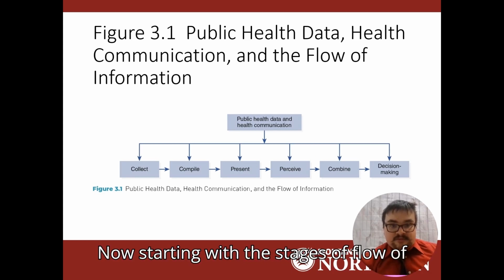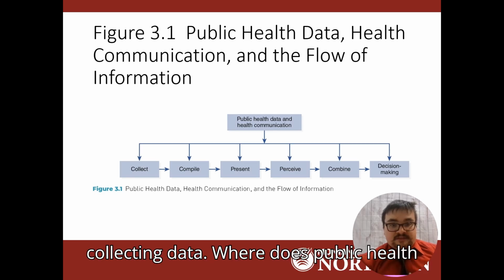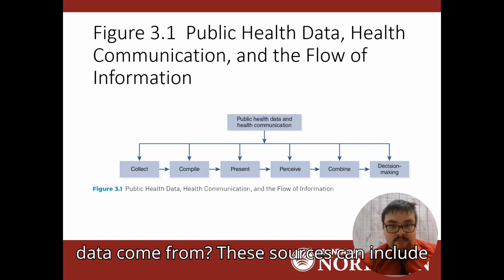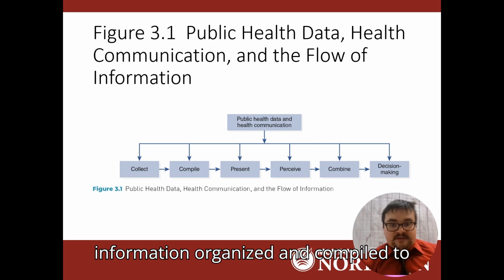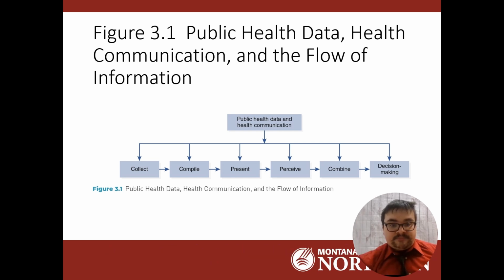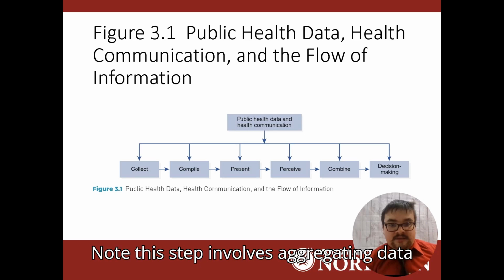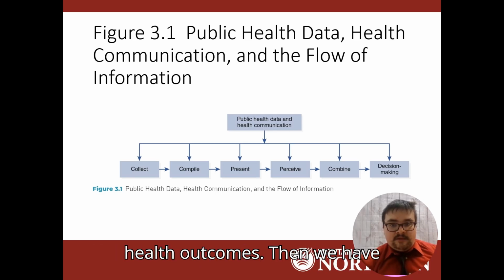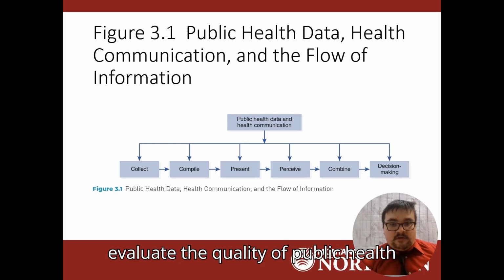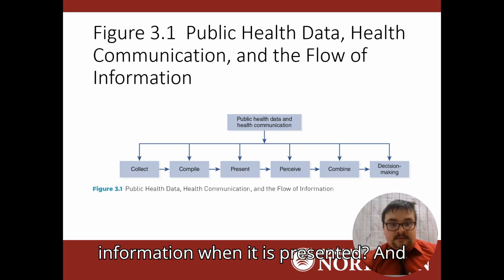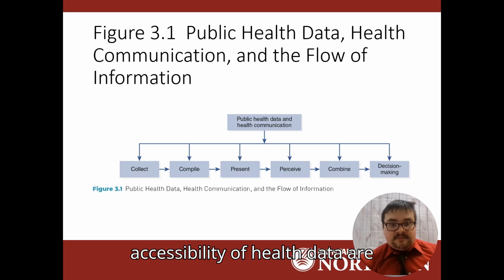Now, starting with the stages of the flow of information, we begin with collecting data. Where does public health data come from? These sources can include surveys, health records, research studies, and community reports. Then for the next step of compiling information, how is public health information organized and compiled to assess the health of its population? Note this step involves aggregating data to analyze trends, disparities, and health outcomes. Then we have presenting the information. How do we evaluate the quality of public health information when it is presented? Note the clarity, accuracy, and accessibility of health data are essential to ensure it's understood by diverse audiences.